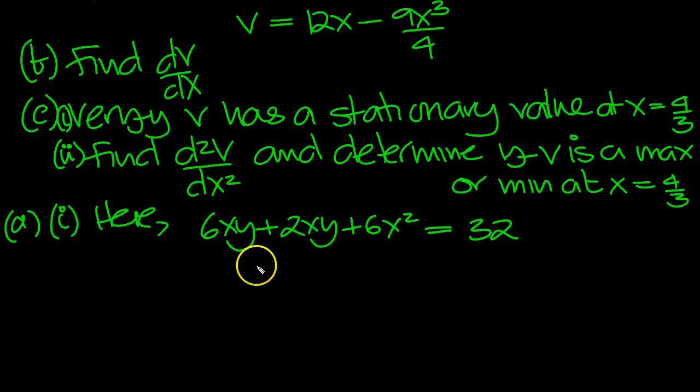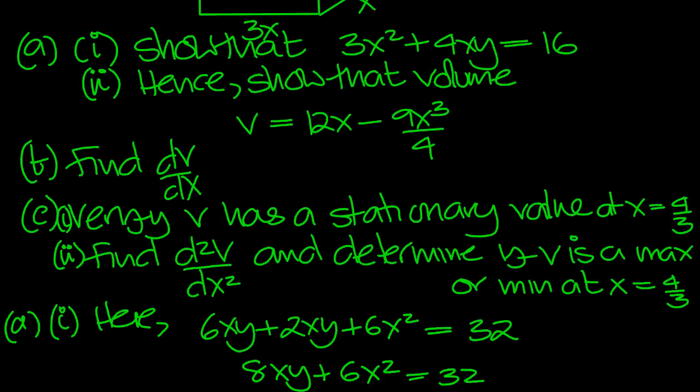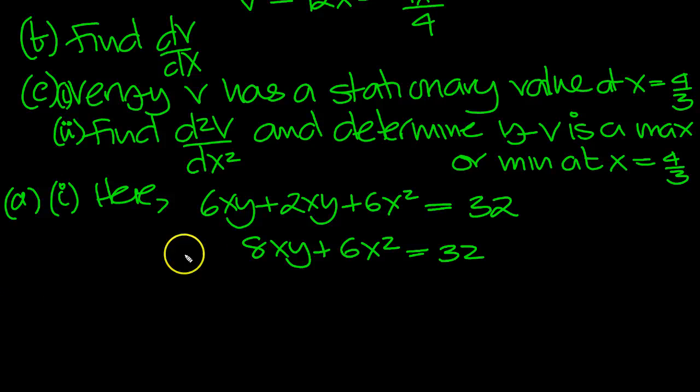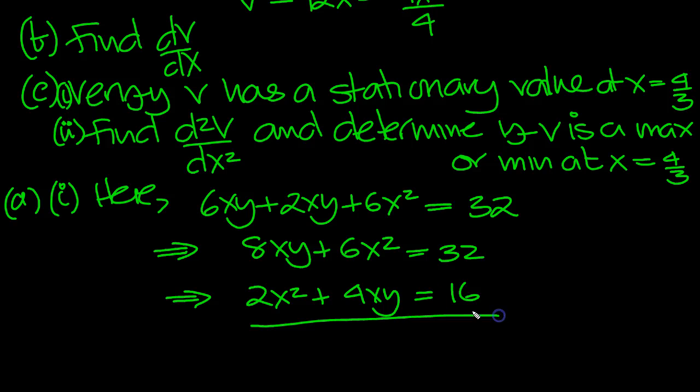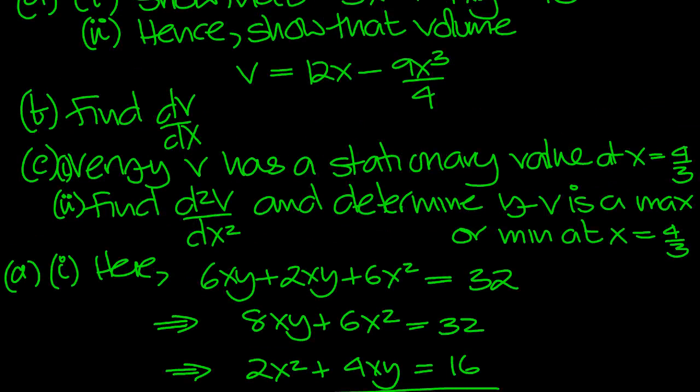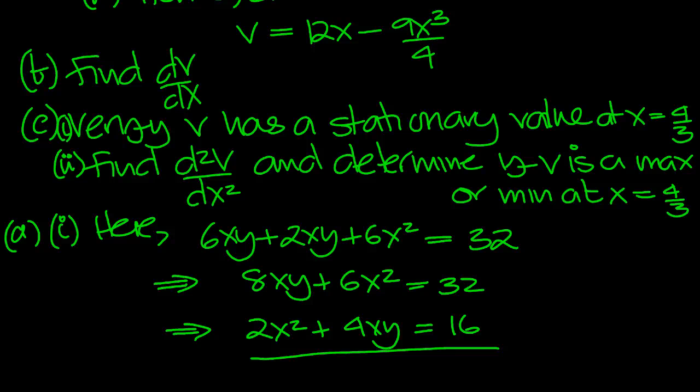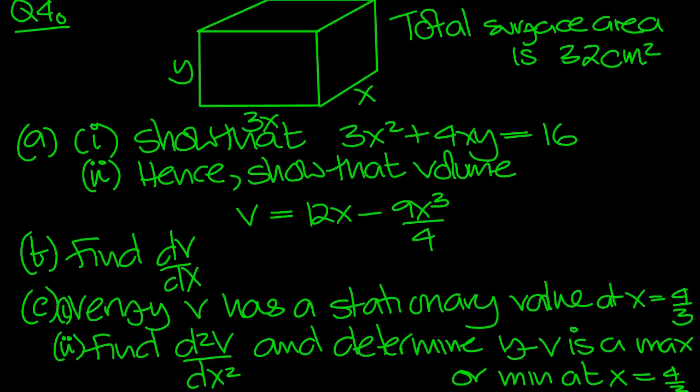So what have we got here then? We've got 8xy plus 6x squared equals 32. And we need to show 3x squared, so let's divide by 2 and write the x squared term first. So that's the first one, A part 1. A part 2, and show that the volume is that then. So let's just differentiate then. Part 2. Now the volume, well, we're not differentiating, sorry, we're just going to do length times breadth times width.